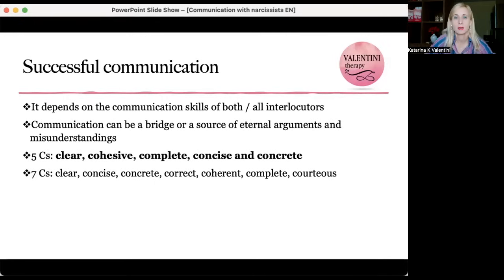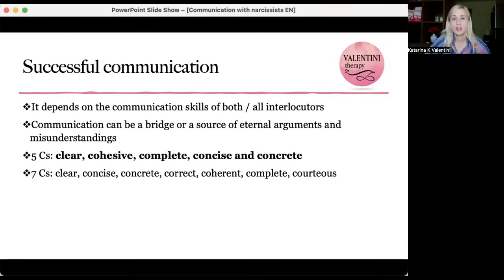Don't write novels, because if you write novels in text messages or in emails, or if you have a long monologue in one-on-one communication, your narcissist will probably be listening to you for the first 30 seconds, or will read the first paragraph, or even not that. And then he will just wander somewhere else. So be clear, be cohesive and concise. Cohesive also means that you should stick to one thought. Don't be all over the place. Don't start talking about subject A and then jump to subject B, to subject D, then return to A, then introduce C. Be cohesive.